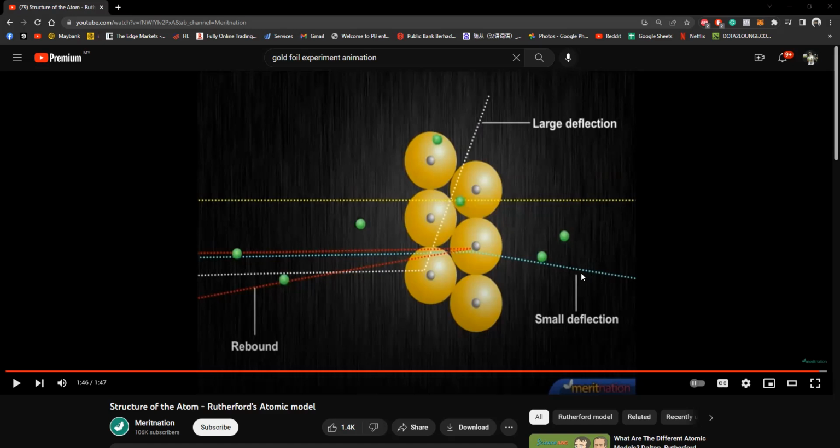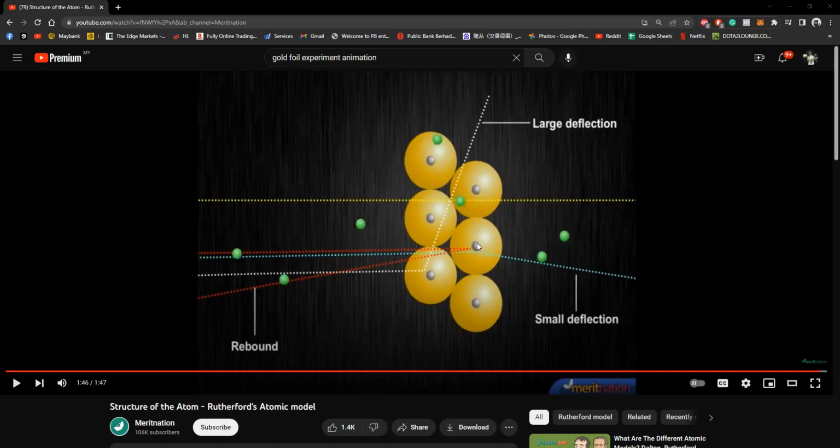And the final point is this red color line here. The red line shows that some alpha particles will be rebounded at a very, very large angle. How can the alpha particle be rebounded at very large angles? The only way is because most of the mass and the charge is actually located within the nucleus itself.